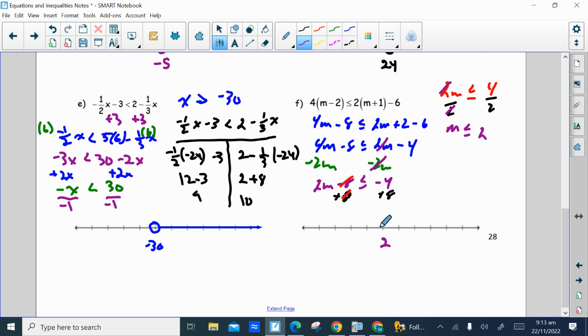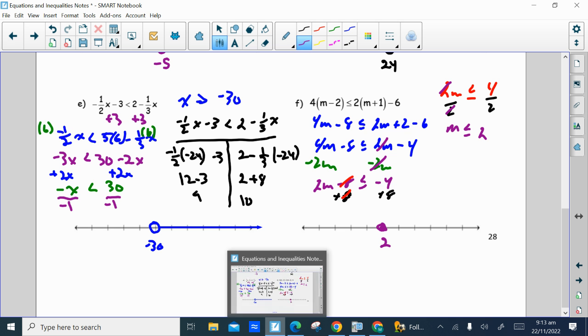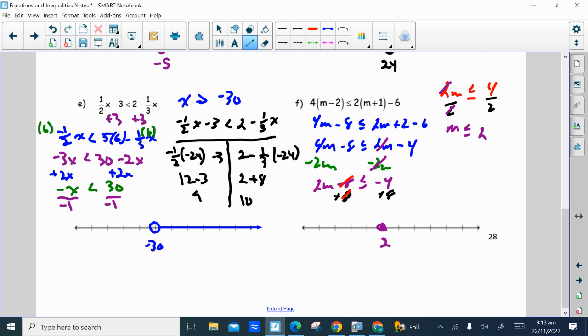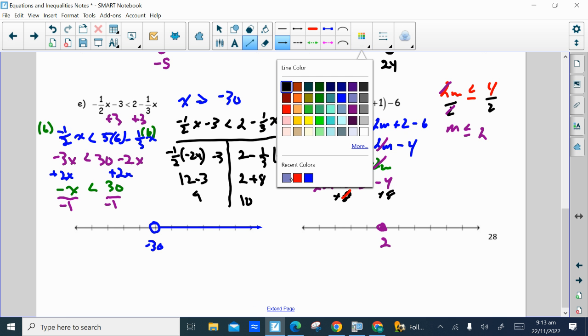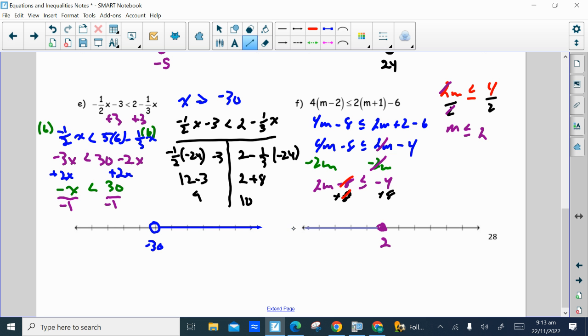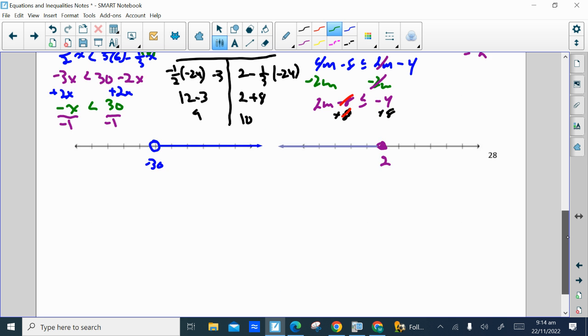So if we put positive 2 in the middle, that dot will be colored in because it's less than or equal to, meaning our arrow will go off to the left. So any number less than or equal to positive 2 should work. And that includes positive 2. Maybe I'll do my check just below here.